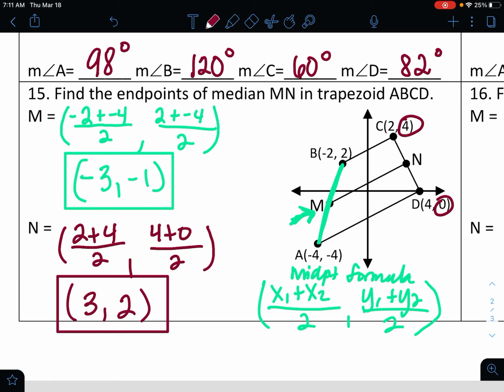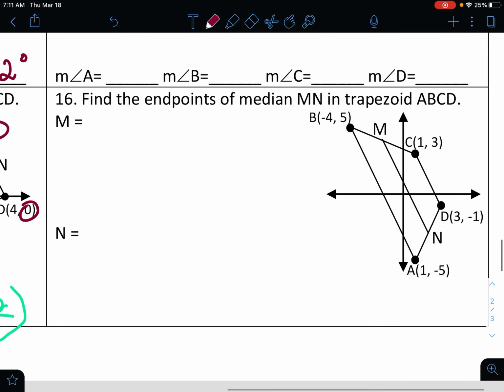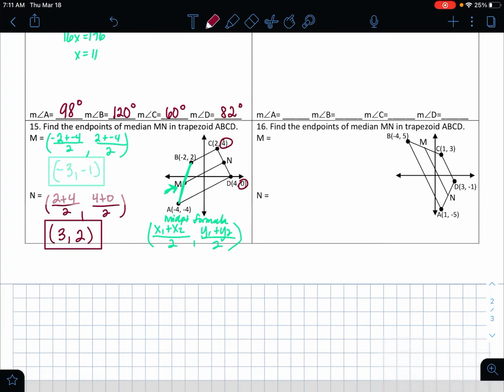Same thing for number 16, yeah? So try that on your own. And now you should be done with this whole thing. Congratulations.